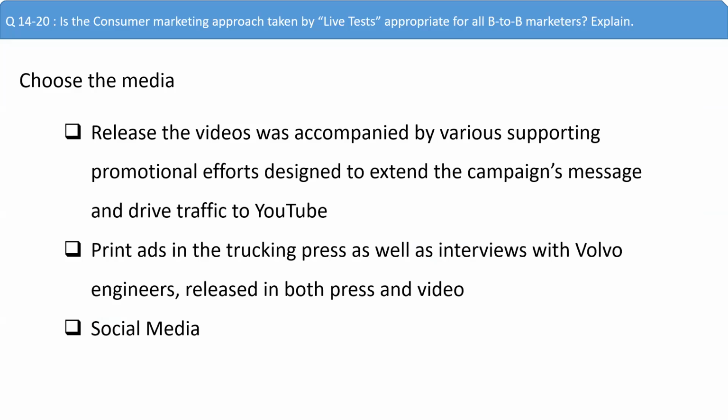Then they choose the media. In this step, the released video was accompanied by various supporting professional efforts designed to extend the campaign message and drive traffic to YouTube. Then they also used print ads in the trucking press, as well as interviews with Volvo engineers released in both press and video. Then they also used social media.